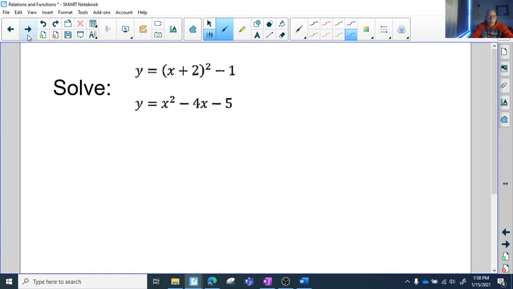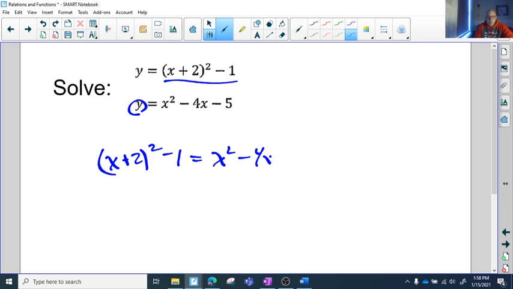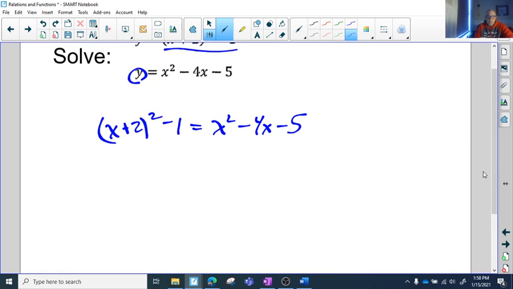All right, let's pick maybe one more. So here's another quadratic. This one's set up pretty nicely because it's got y equals and y equals. So I'm just going to simply replace this y with what the y equals from up here. So I'm going to go x plus 2 squared minus 1 equals x squared take away 4x minus 5. What I really like about this section is we're not really learning anything new other than taking things we've already learned and using them as the tools to solve the system.